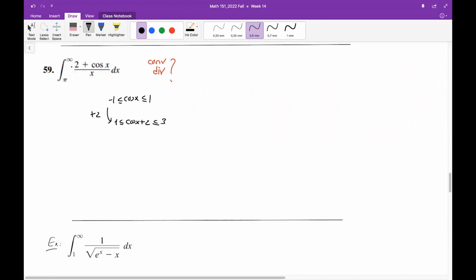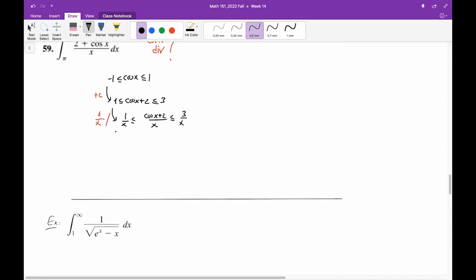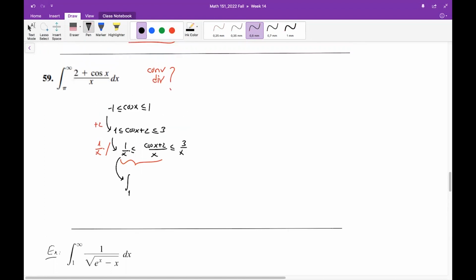And then to obtain the exact given function here, we can multiply everywhere with 1 over x, right? Let's do that. Let's multiply. Okay, let me emphasize what we are doing. We add 2, then we are multiplying 1 over x everywhere. So what we obtain is 1 over x is less than (cosine x plus 2) over x is less than 3 over x. Again, we will use this inequality and look at the convergence divergence behavior of this function.